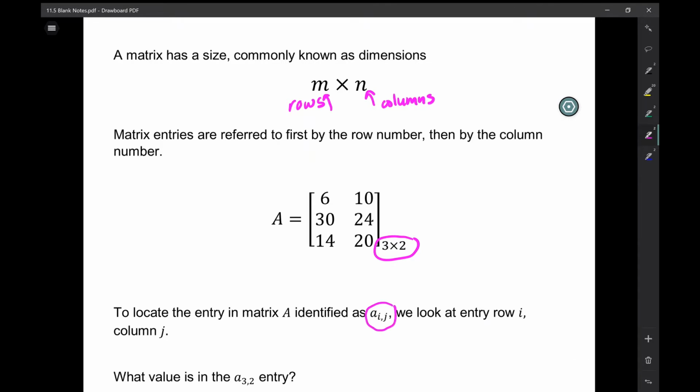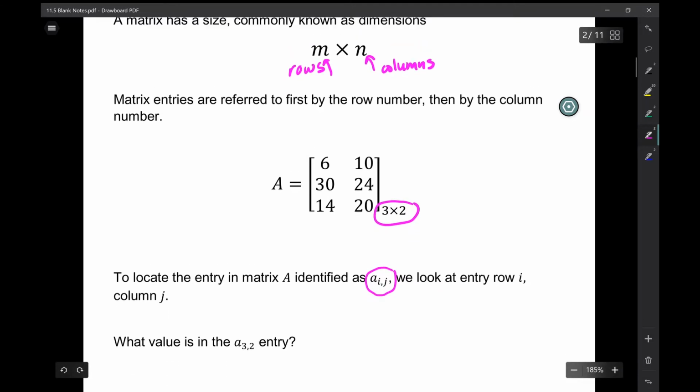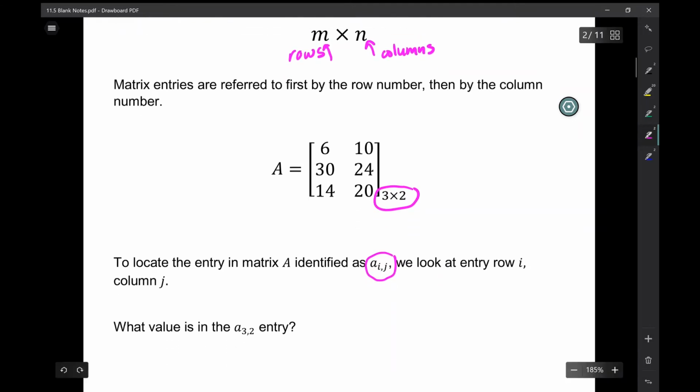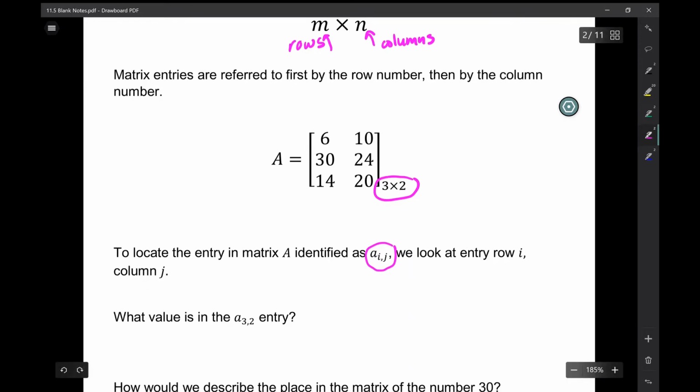So let's practice this a little bit. What is the value in the A 3,2 entry? So we want to go to row 3, column 2. Okay, so row 3 is here, column 2 is here. So A sub 32 is equal to 20.